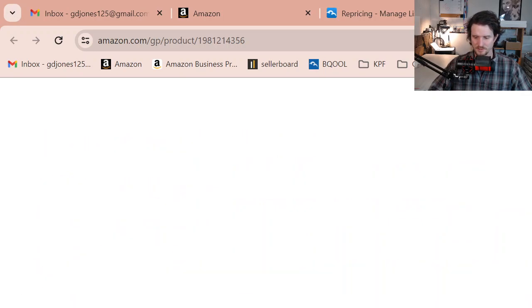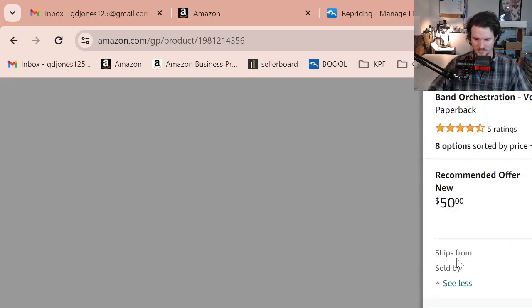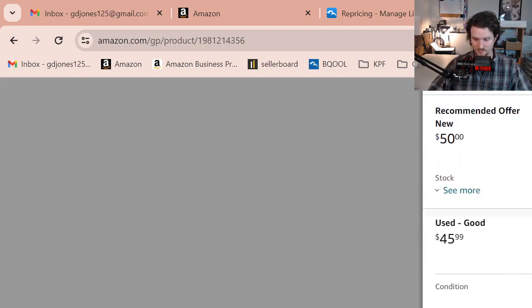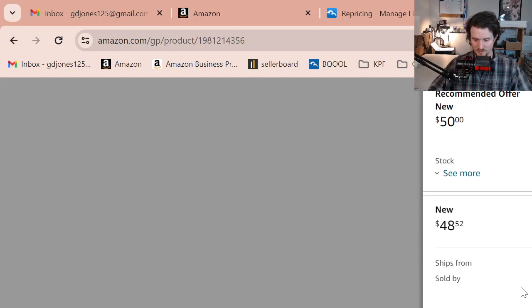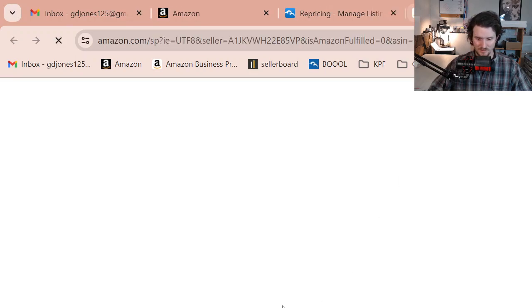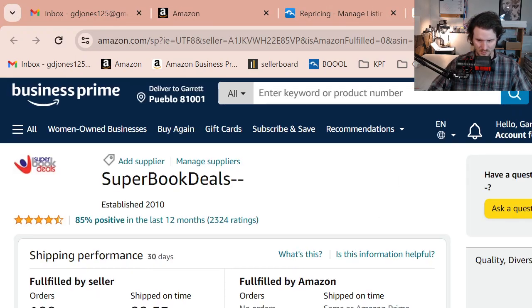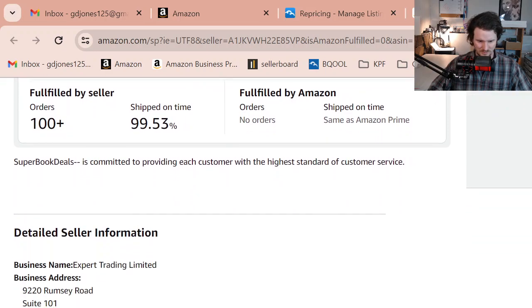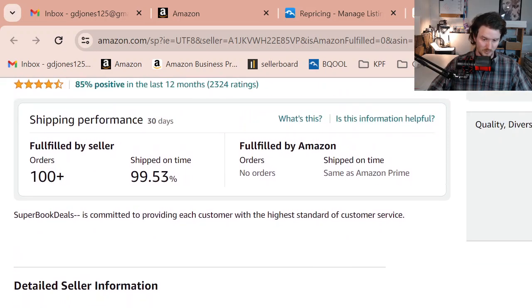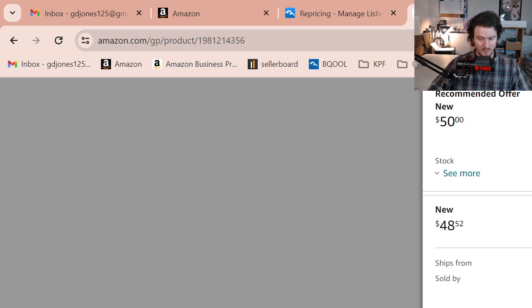Let's look at the offers real quick and see what we're competing against here. So Amazon. We're not going above 50. We can't go above 50 with that. Let's see here. We got Goodwill. Okay, so yes, the super book deals. I believe these are overseas. Oh nope. Okay, so we need to go below them.